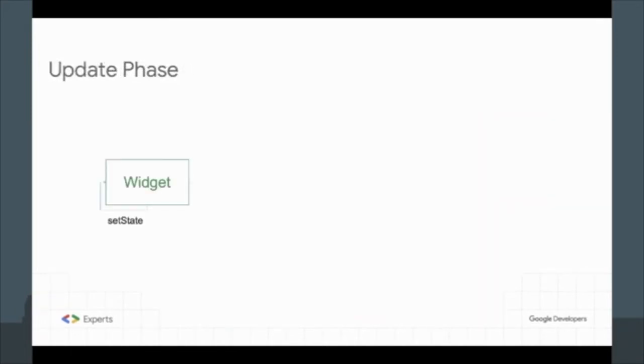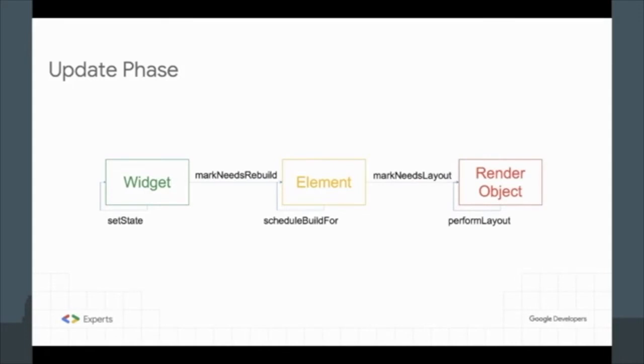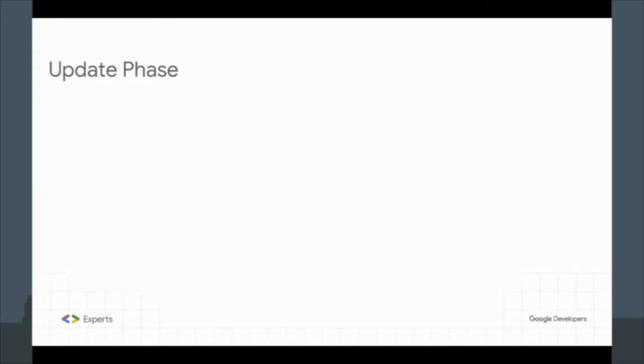So, how the updating works. Like in the widget we called setState earlier, it will actually call something called mark needs rebuild. So it will tell element that, okay, it needs to get rebuilt. And element will say, okay, now I'm scheduling this widget to be rebuilt. And if it is required, it will say, okay, render object, it needs to be relayouted. So that's why you need to do this, and render object will do the perform layout to actually redraw everything.